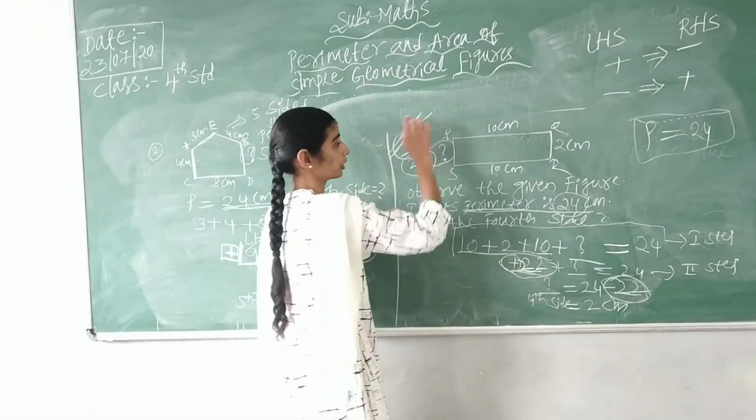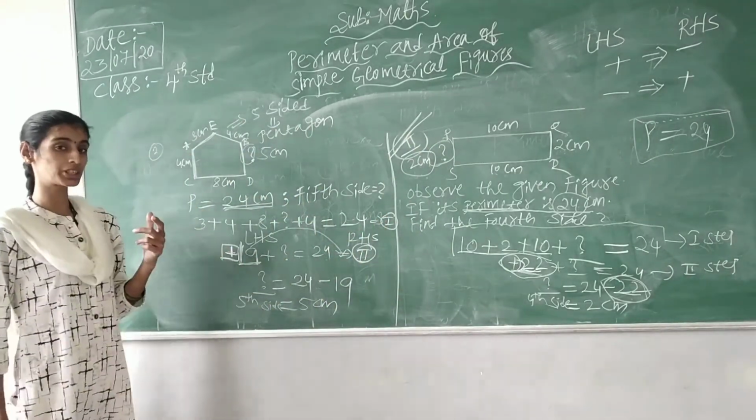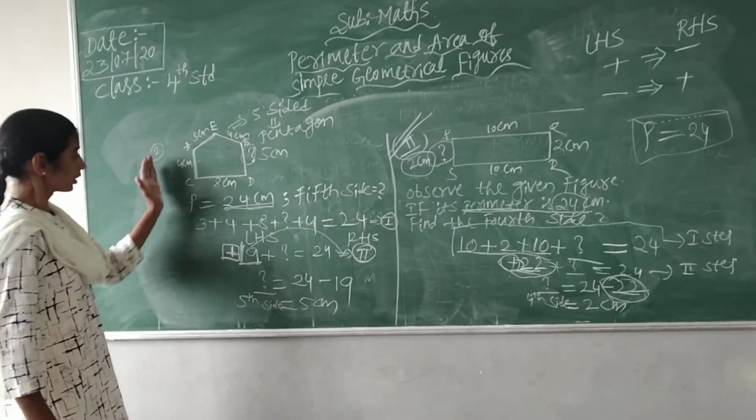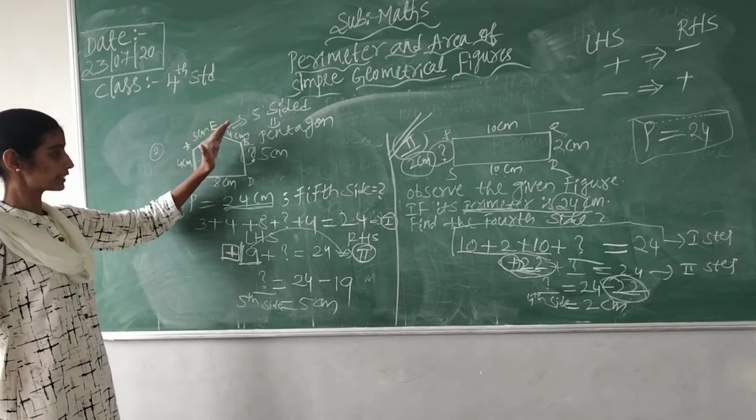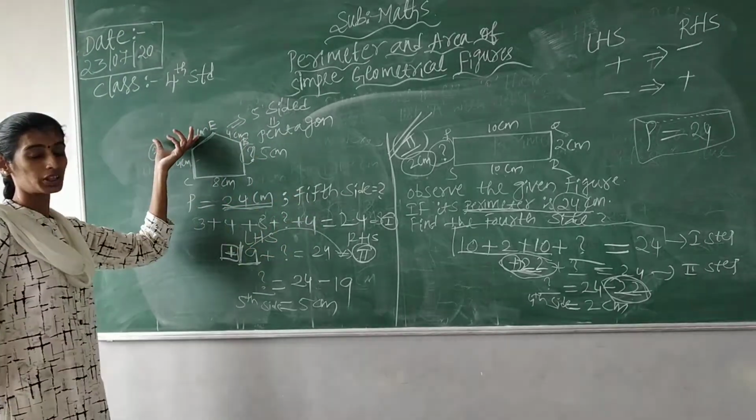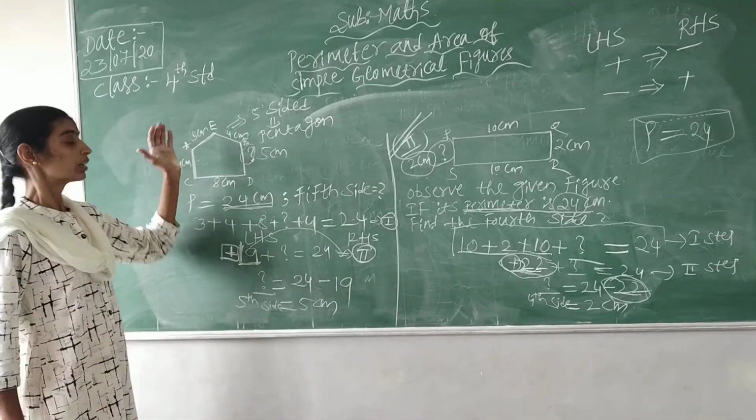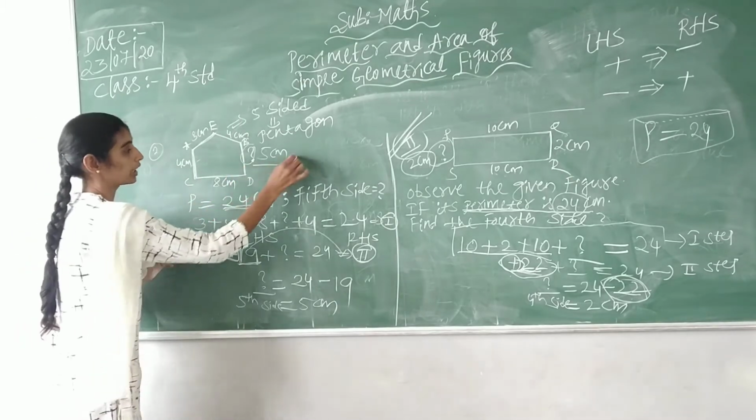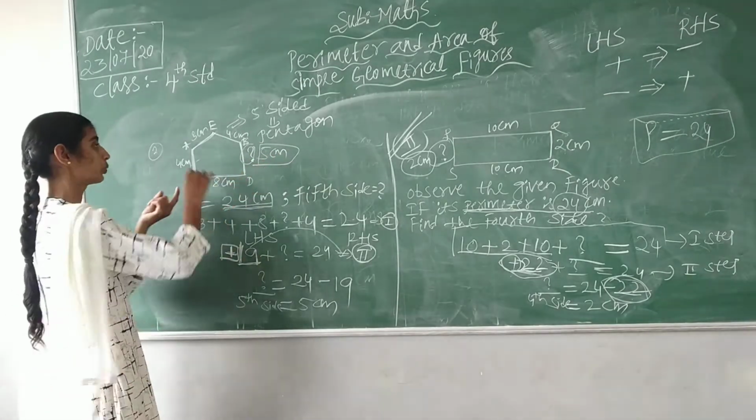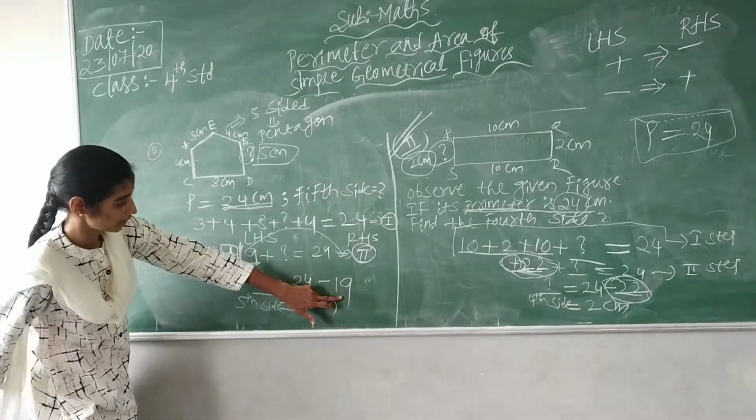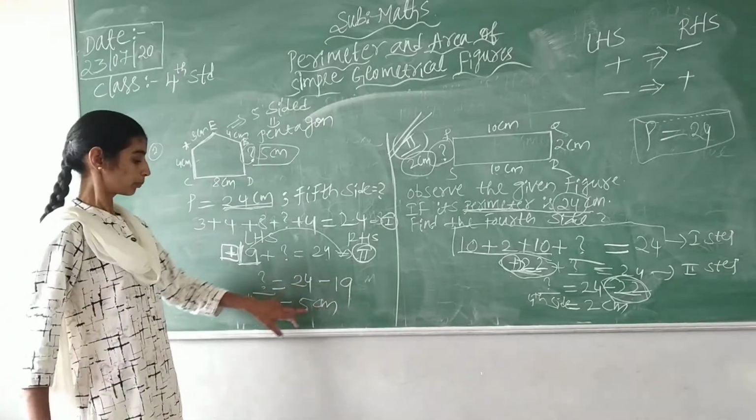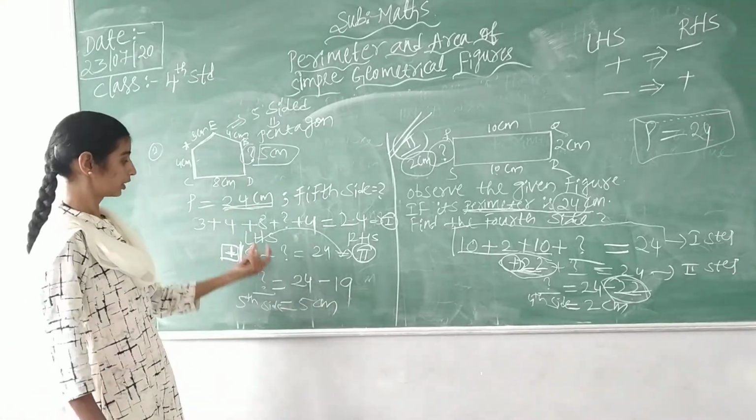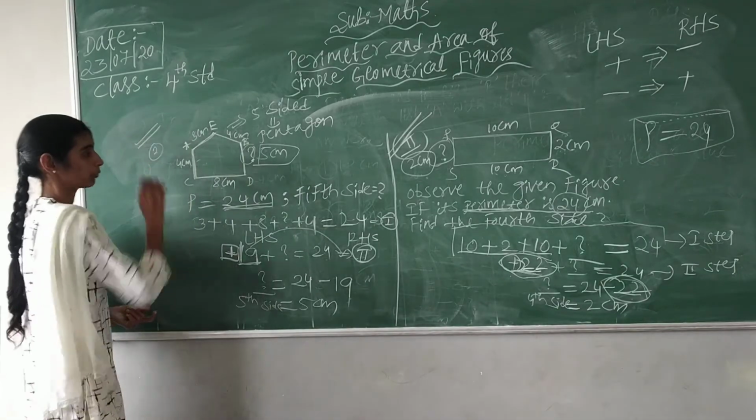Then this verification is done. So how to verify, children? After finding the unknown value or unknown side, you have to add all the sides. If all the sides tally with the perimeter, then whatever you have done is correct. I hope you all understood. When you add all the sides, this unknown side has been 5 now. So the sum of these 4 sides is 19, plus 5. How much will it be? 24. So this is also verified.